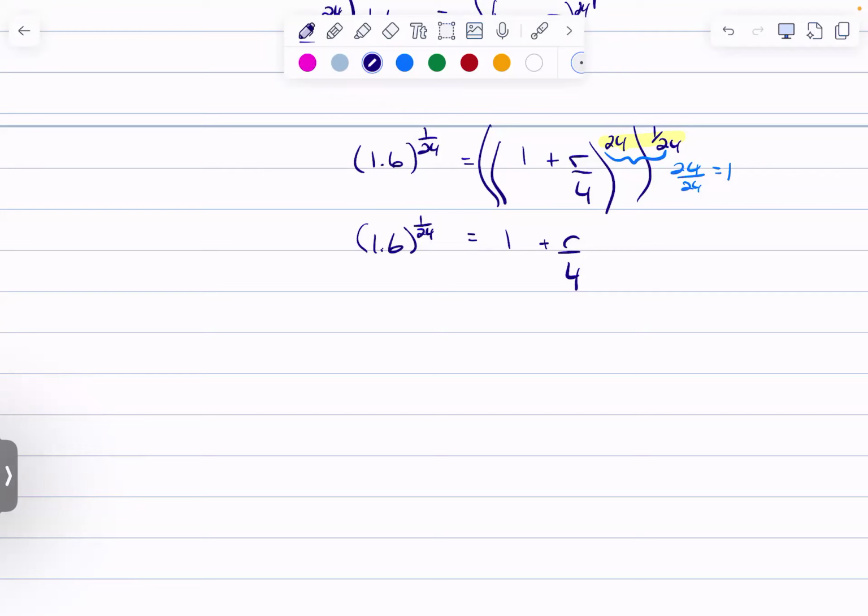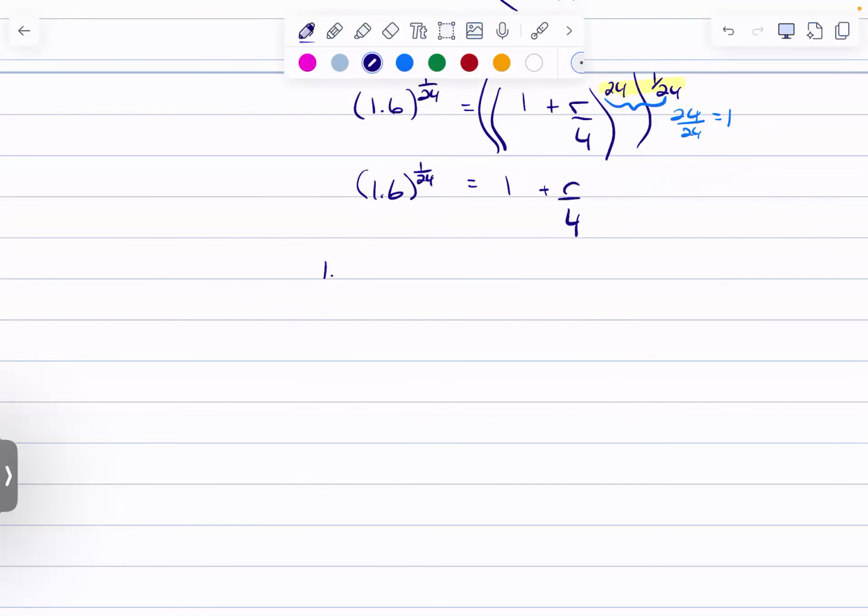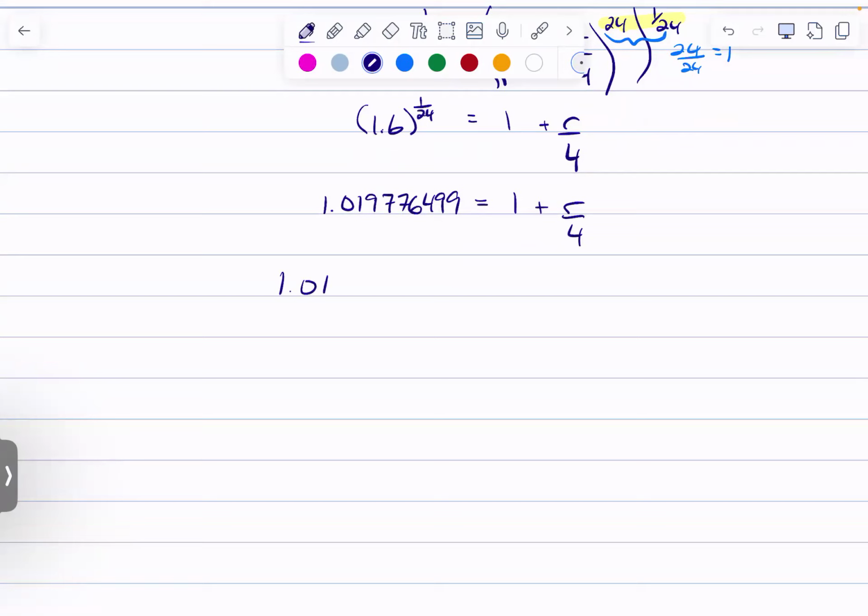The next thing we have to do is subtract 1 from both sides. Should we simplify 1.6 to the power of 1 over 24? Let's see. Fine. 1.019776499. That might be nice to check your work. So 1 plus r over 4 is that, and 1.019776499 minus 1 is r over 4.